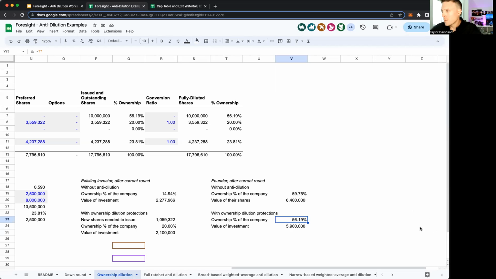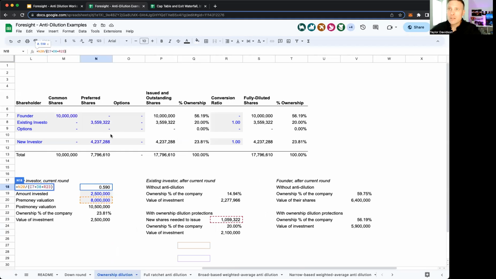Is your question whether it's baked into pre-money valuation? Yes and no. The way I calculate the share price here is pre-money valuation divided by number of shares. And I'm assuming here that the number of new shares to be issued is included in the denominator. By including those new shares in the denominator, I'm reducing the effective pre-money, right?